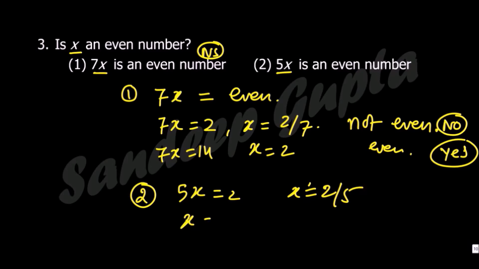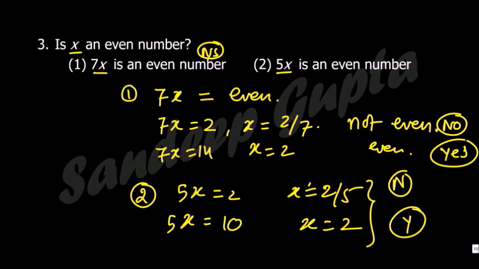If I have 5x equal to 10, x will be equal to 2. In this case, once again, I'll get a no answer. I'll get a yes answer here. It will not be sufficient again. I know this may be very surprising for you because you may have instinctively taken x as an integer without even thinking about it. But that is the problem. You should not assume anything that is not given to you.